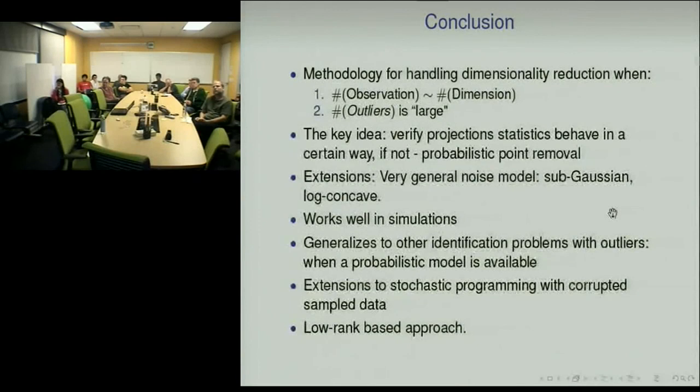And you can extend it. We've been working on extending it to stochastic programming, which is the very second slide with sample data, and do something which is a low rank based approach. So this is, as far as I know, a new regime to work on. And this regime is interesting because from a statistical perspective, the first point makes it very interesting to analyze, and the second point makes it hard.